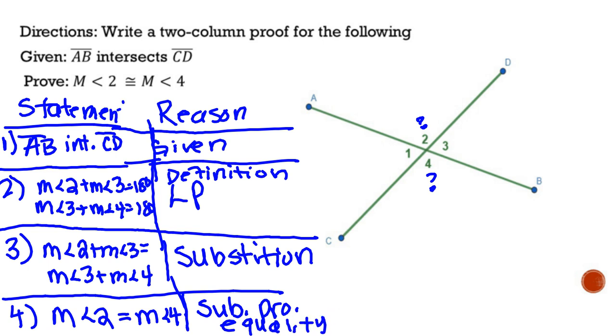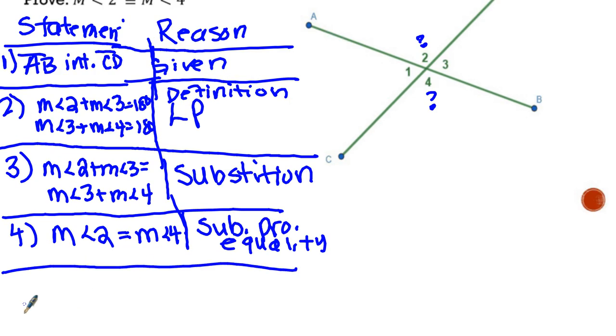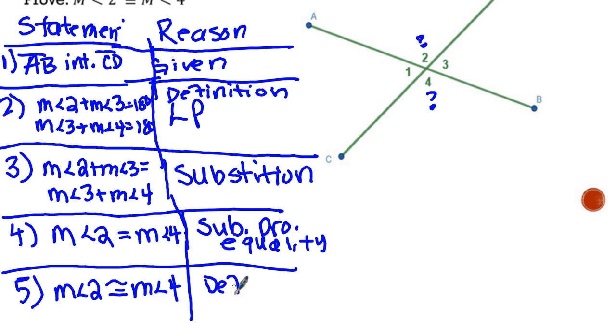And then the last one would be, if that is the case, then we say reason 5, the measure of angle 2 is congruent to the measure of angle 4. And we have that by the definition of congruency. And we're finished. All right. So we just proved that vertical angles are congruent.